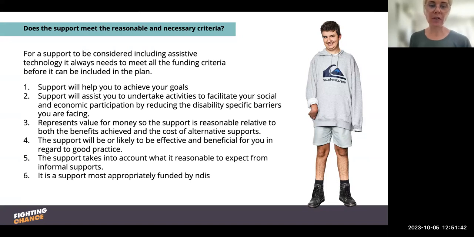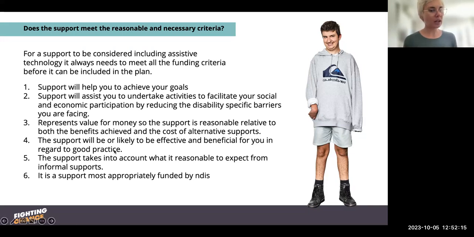It represents value for money, so the support is reasonable relative to both the benefits achieved and the cost of alternative supports. So this balance needs to be had of, if we fund this, what's the value of that in terms of what you are going to achieve with this piece of equipment, and is there anything cheaper that can achieve the same thing? So that value for money balance needs to happen.